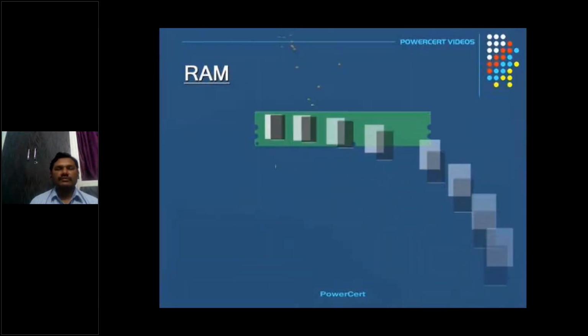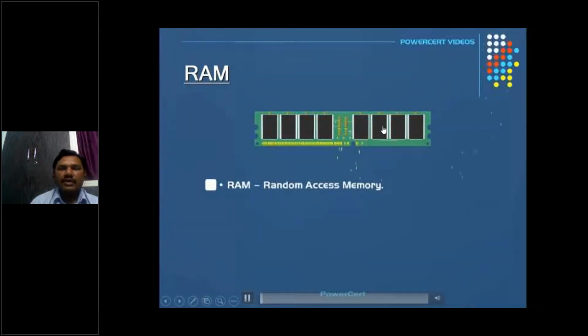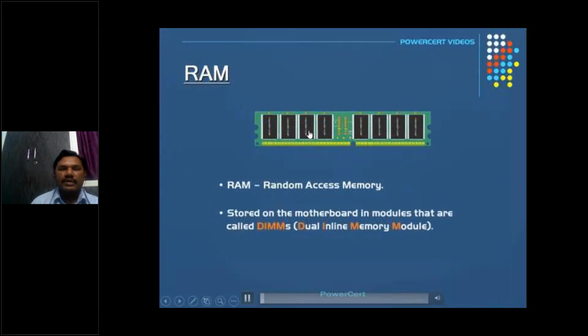You see here what RAM is. These are called memory chips. There are 8 memory chips because one memory chip can handle 8 bits of data, so 8 chips are required to represent 64 bits of data. These golden lines are called pins, and this is called DIMM. DIMM stands for dual inline memory module.